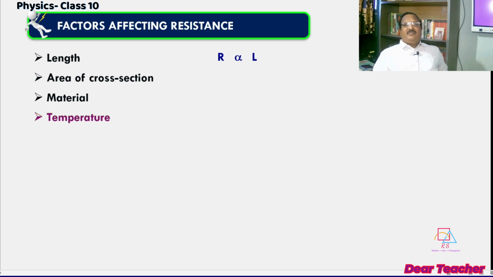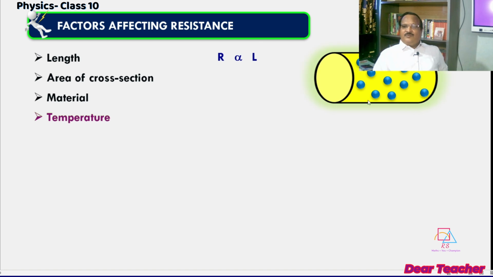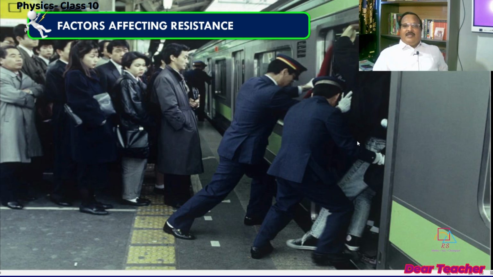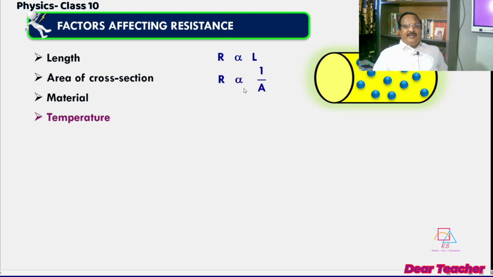If the length of the conductor is more, then resistance is also more. So more length, more resistance. Therefore, resistance is directly proportional to the length of the conductor. So this is the conductor, and if the length is more, what happened? More resistance.